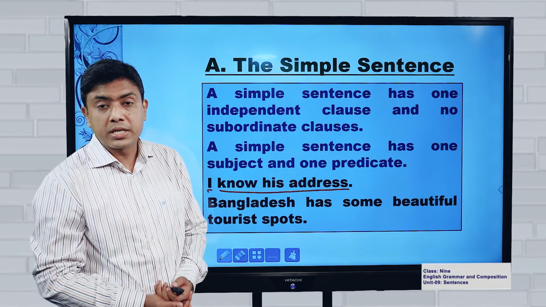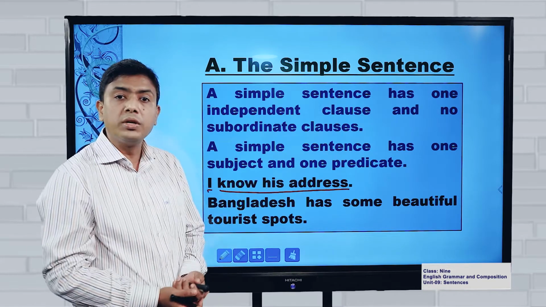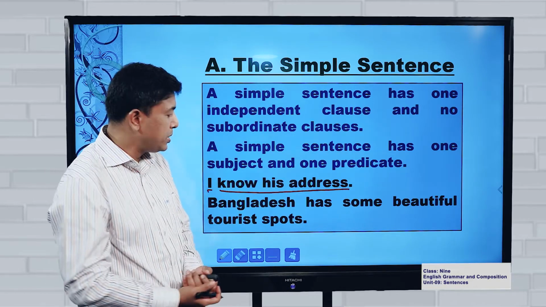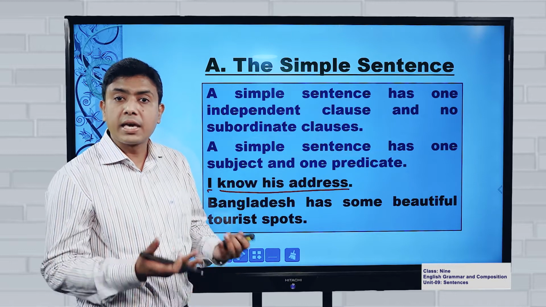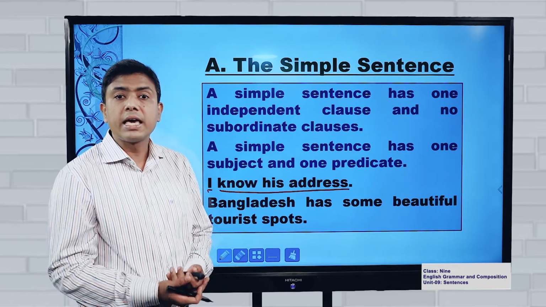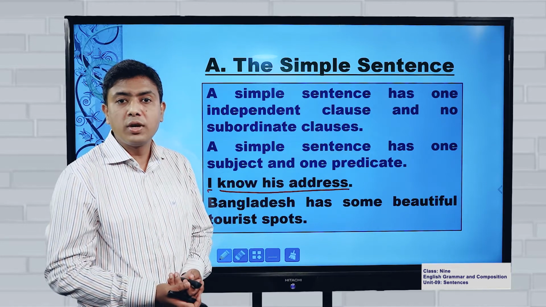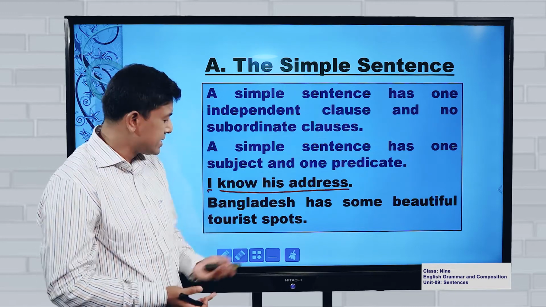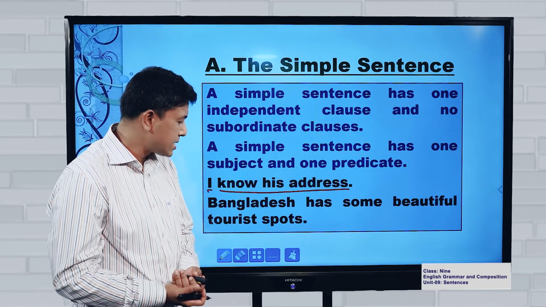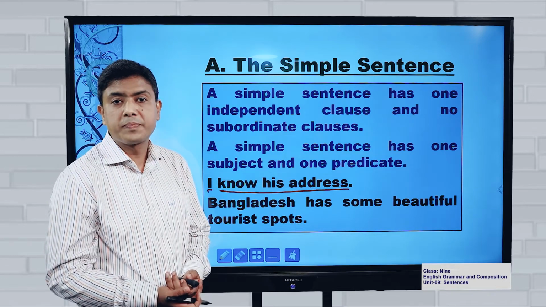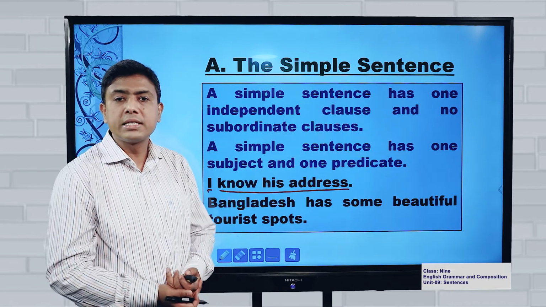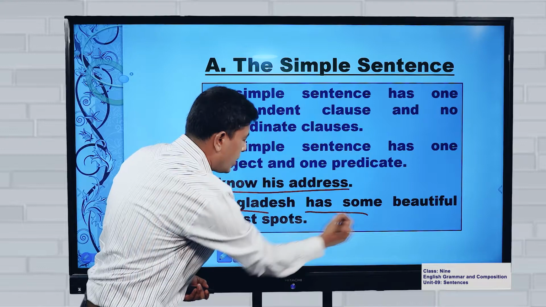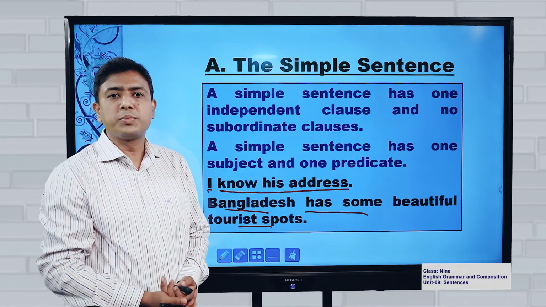One subject, one predicate. In another way, you can see there is only one clause, which is absolutely independent because this clause, which is a part of this sentence, is giving a complete thought. Therefore, it is an independent clause, which matches with the characteristics of a simple sentence. Second example, Bangladesh has some beautiful tourist spots. Again, this is also a sentence which has only one independent clause, only one subject and only one predicate. So, this is going to be a simple sentence.